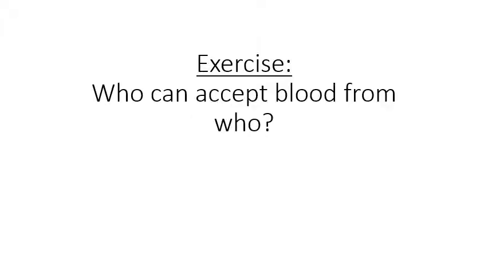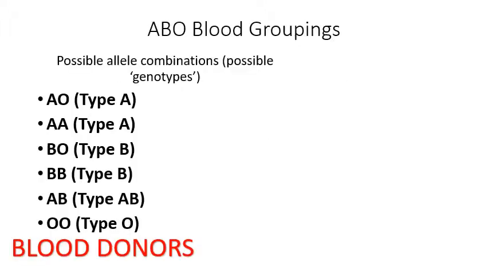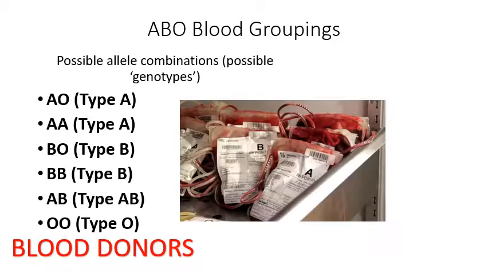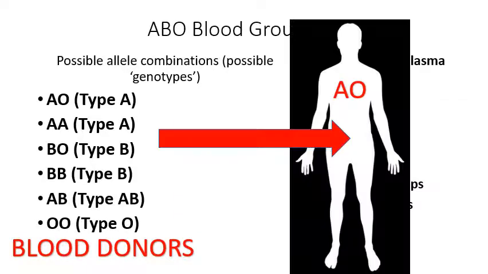Before we do that, however, let's just take a little look at who can donate blood to whom and who can accept blood from whom. Here we have a bunch of blood donors on the left, and we're going to take blood from them and transplant it into a recipient, and you tell me which ones are compatible.